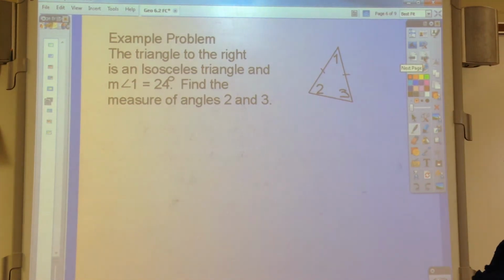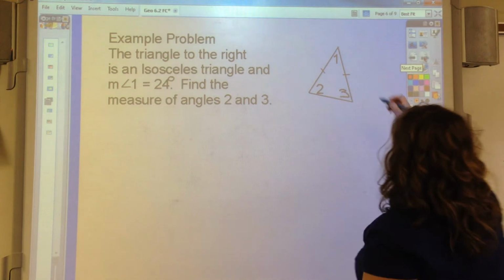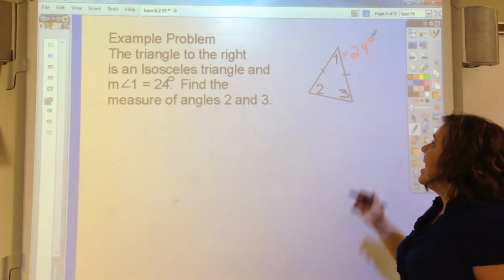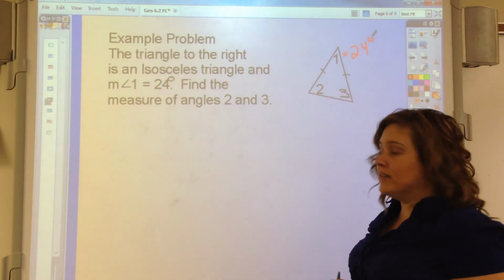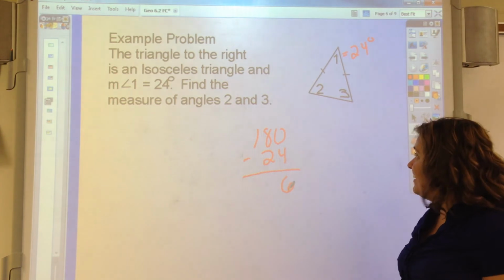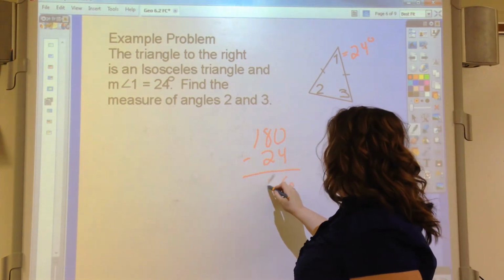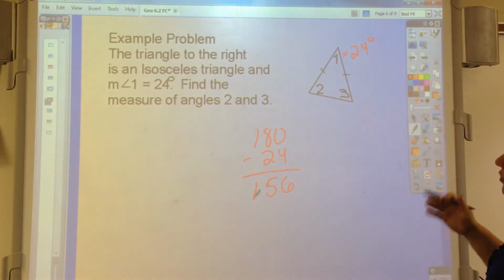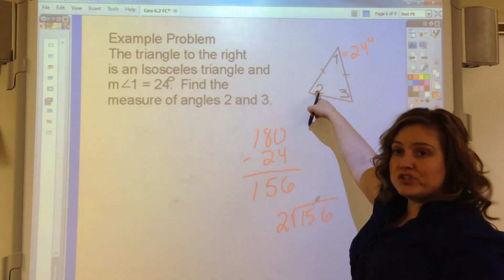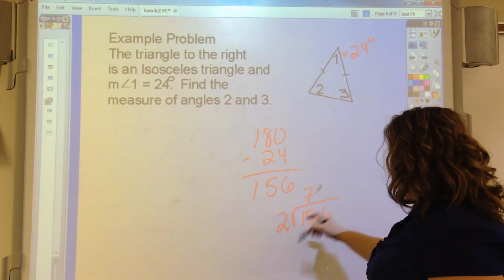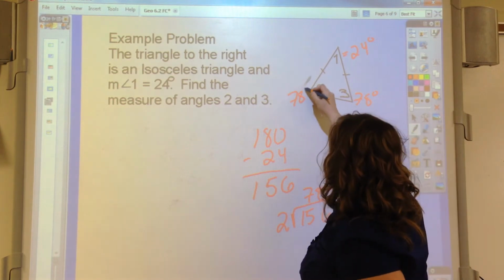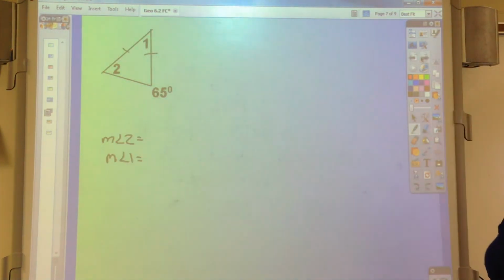For an example problem, if I have an isosceles triangle where I know the vertex angle is 24 degrees and I want to find the measure of the other two angles, since they are opposite these two congruent side lengths, I know they must be equal. So I'm going to take 180 minus 24, and what do I get? Well, hopefully you'll agree with me that I get 156. And then when I divide 156 by 2, that is going to equal the value of both angle 2 and angle 3. And it looks to me like 2 will go in here 78 times, which means that these angles are 78 degrees. All right?